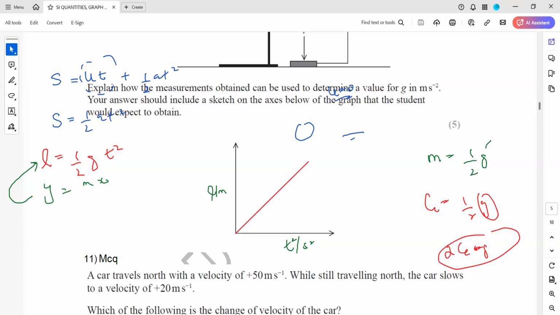And then you just have to mention how to measure: by using a scale or a ruler, you measure the length, and the timer will record the time. You plot a graph between the length on the y-axis and the time square on the x-axis, and the gradient will be equal to half g, so twice the gradient gives g. Is this clear?